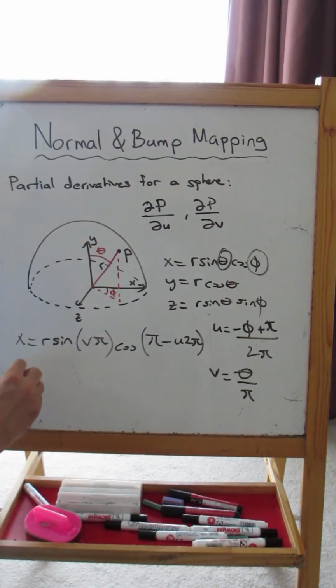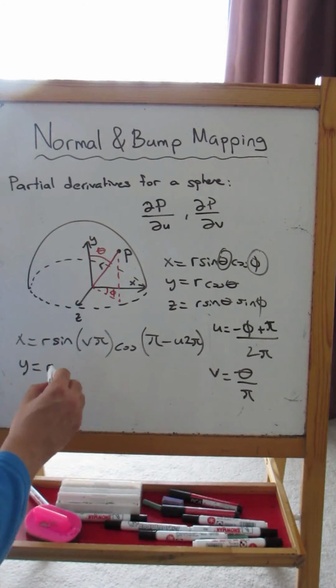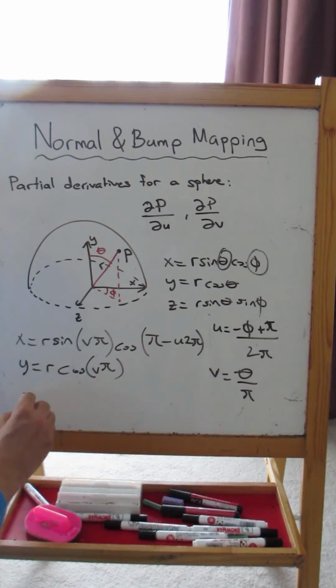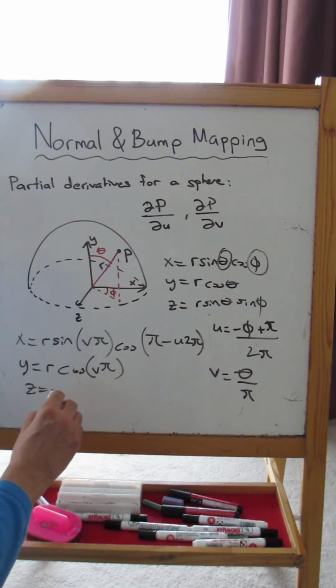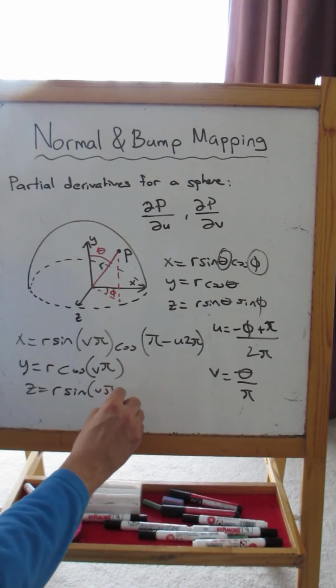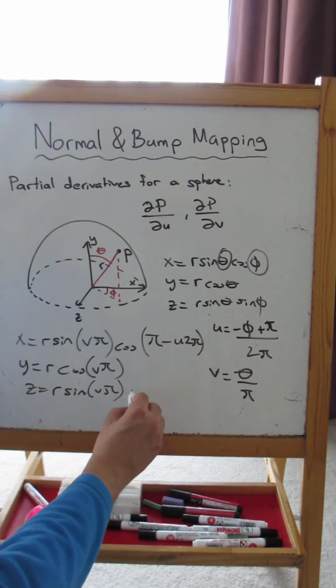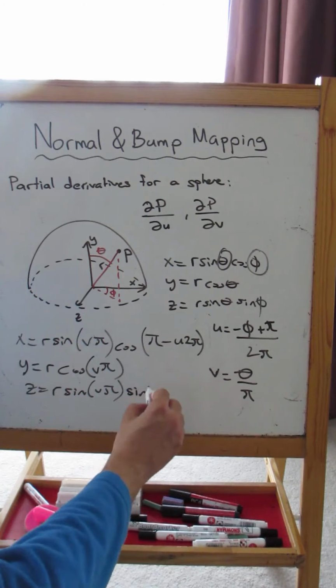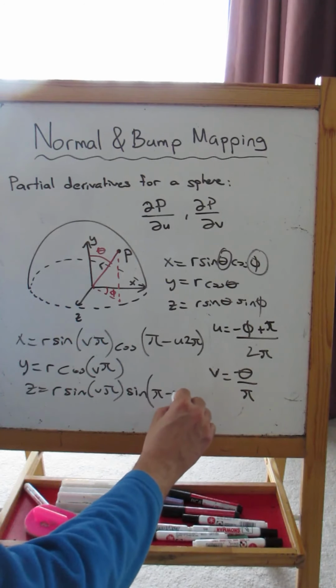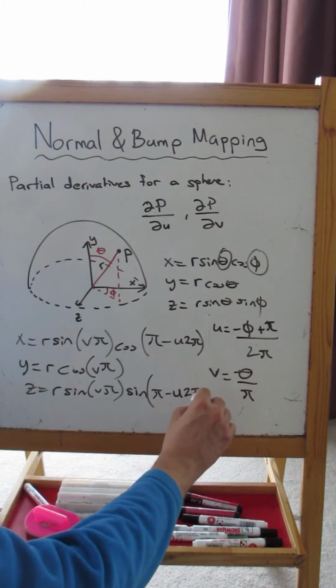Okay. So similarly, we can write y as r cos theta. Okay. Cos, what is theta? V pi. And z is r sin v pi, and sin phi. What was phi? Phi was this, pi minus u 2 pi.